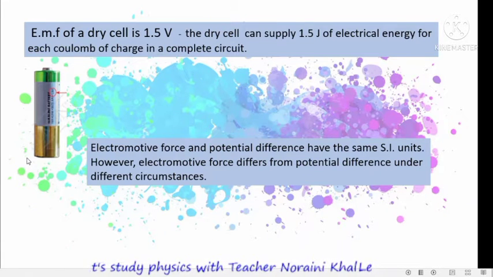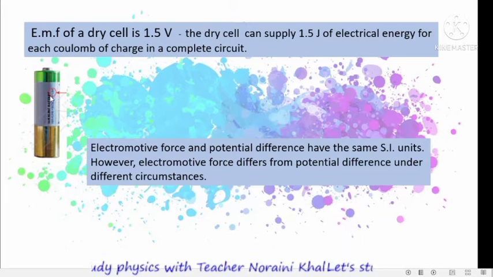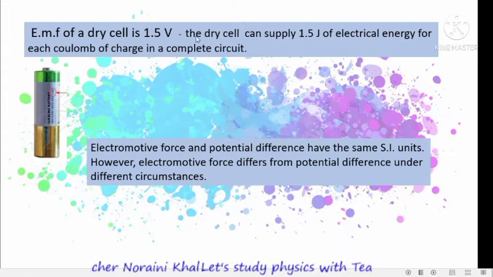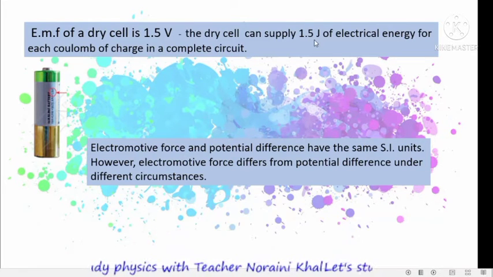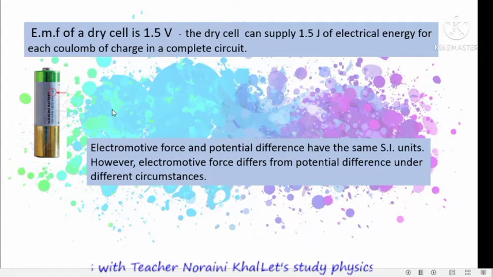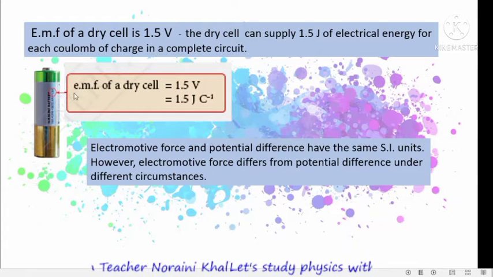Okay, let's look at this one battery, label 1.5 volt. What does the label mean? The label actually shows EMF of a dry cell is 1.5 volt. This also explains that the dry cell can supply 1.5 joule of electrical energy for each coulomb of charge in a complete circuit. So electrical energy used is 1.5 joule per unit coulomb. So this label represents EMF of a dry cell.